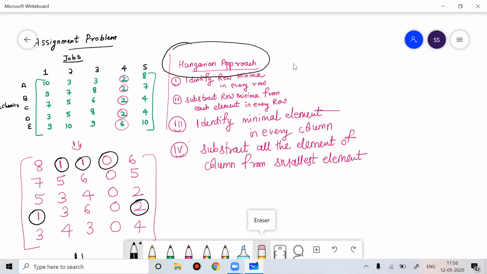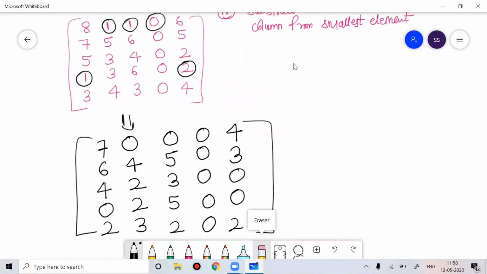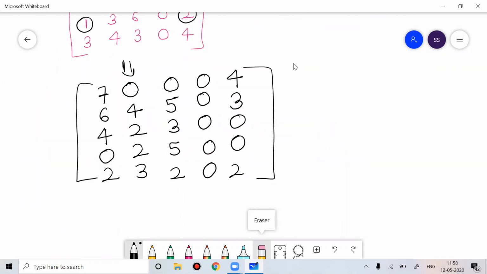So once you're done with that, you will get a rectangle or a square which has zeros. Ultimately, you have to understand one thing: what we are trying to do is create zero in every row and column. We are trying to create zero, and ultimately our work will be assigned based on zero.